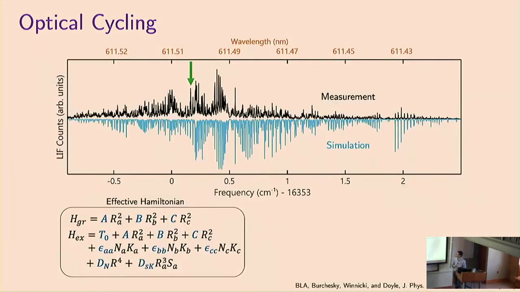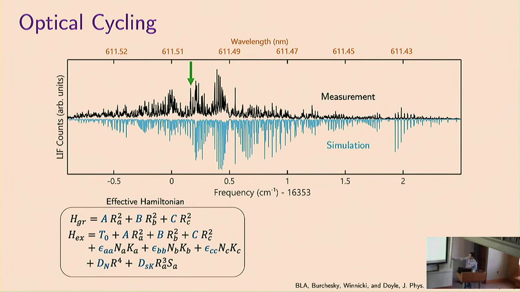So to put this data to use for optical cycling and laser cooling, one way to think about this spectrum that we took is it consists of, I don't know, maybe 300 or 500 individual lines, only one of which corresponds to the rotational transition that we want to drive to implement laser cooling.